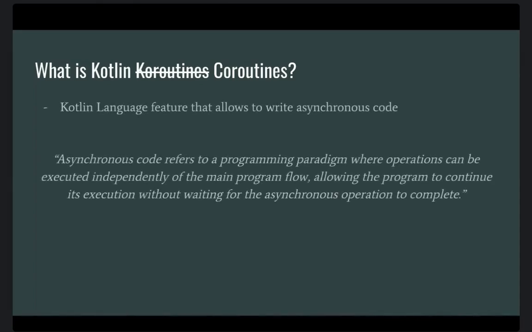So basically, Kotlin coroutines are a Kotlin language feature for writing asynchronous code, and asynchronous code is a programming paradigm where operations can be executed independently of the main program flow, allowing the main program to continue its execution without waiting for the asynchronous operation to complete. It's like you have a main thread and you need to use a non-main thread to execute some code while the main thread still goes on.